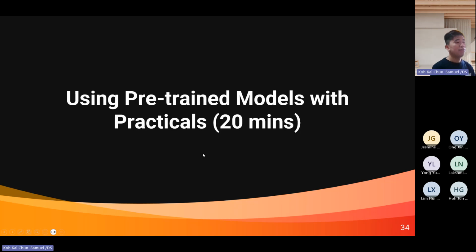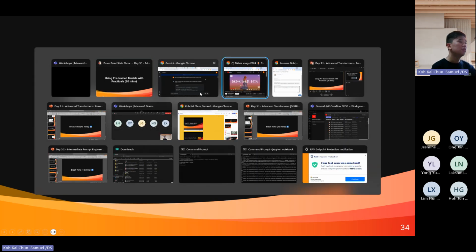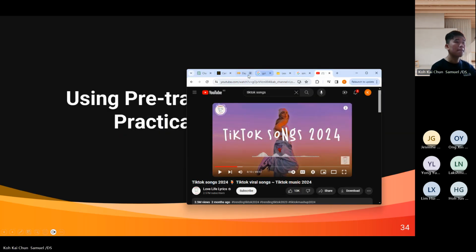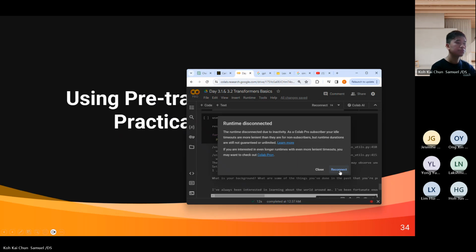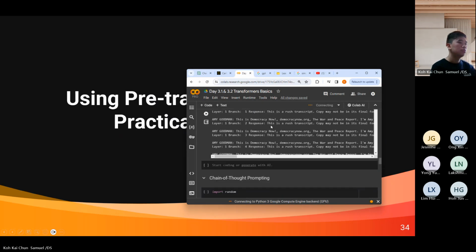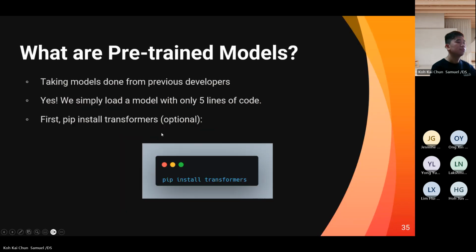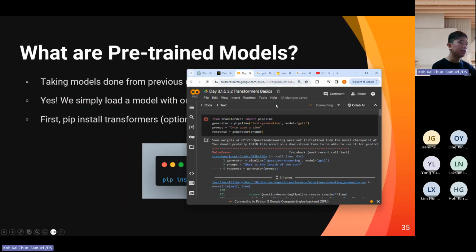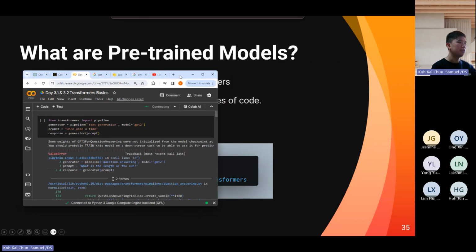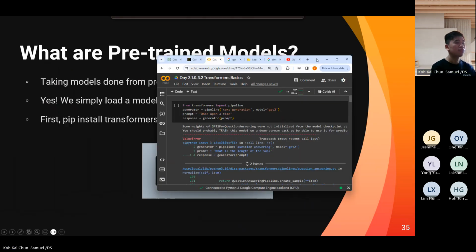So we now have pre-trained models with practicals, 20 minutes, and then we will see how early we could end this lesson. So we'll first do the pre-trained models with practicals. It's 20 minutes. We'll first go to our Google Colab. So for this practical, just open our Google Colab. I'll give us about 1 minute to do so.